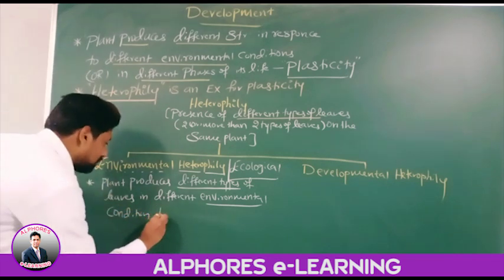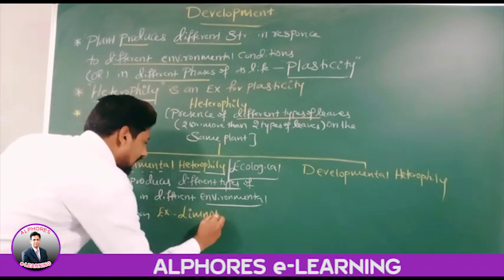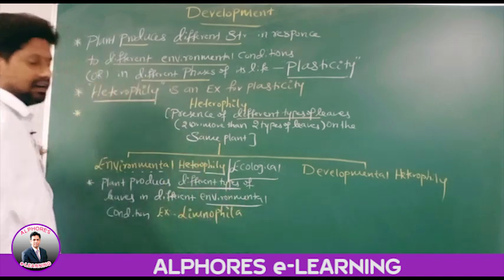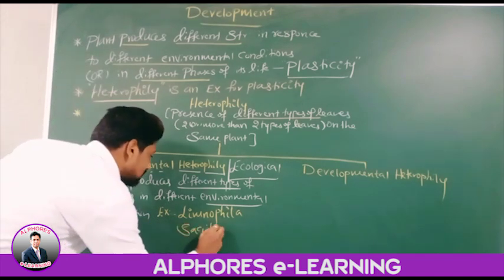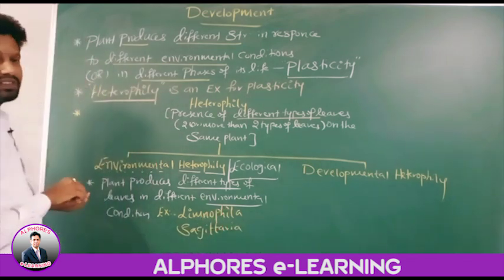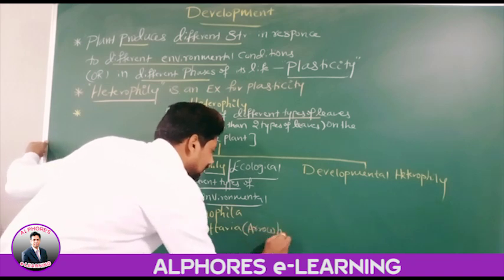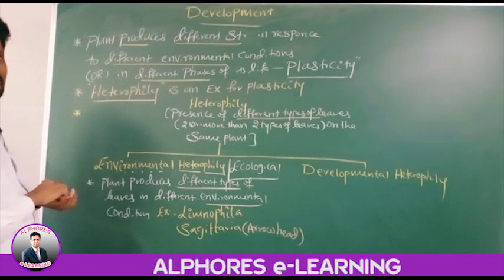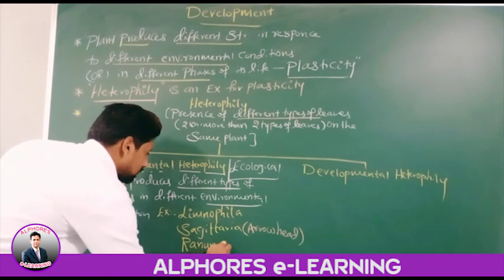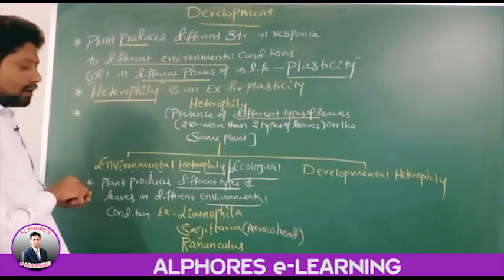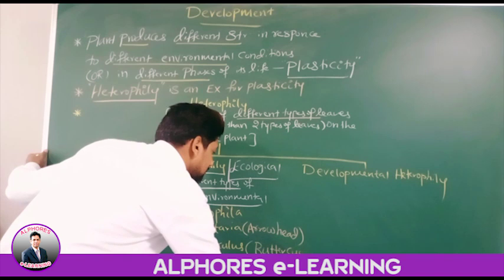What are the examples for environmental heterophily? We read in first year, no? Number 1, Limnophila. Complete name is Limnophila heterophylla. Second one is Sagittaria. What is the common name of Sagittaria? You read in zoology also. In ecology we got it. Arrowhead. And third example is Ranunculus. What is the common name of Ranunculus, sir? Buttercup.